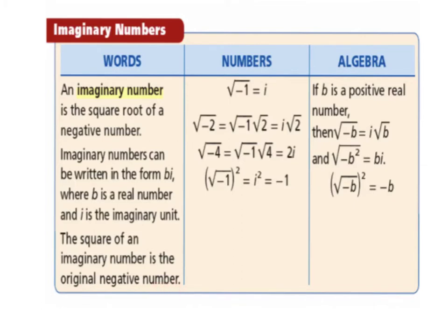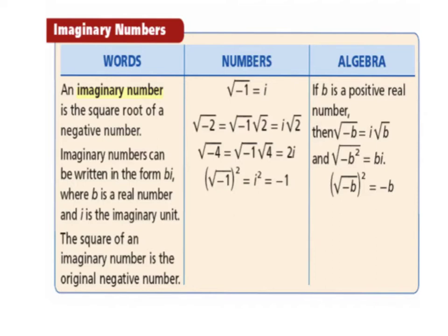So let's go ahead and look at an example showing what this is. We know that right here, the square root of negative 1 is i. We know that. Now, if I take the square root of negative 2, that's equal to the square root of 1 times 2.